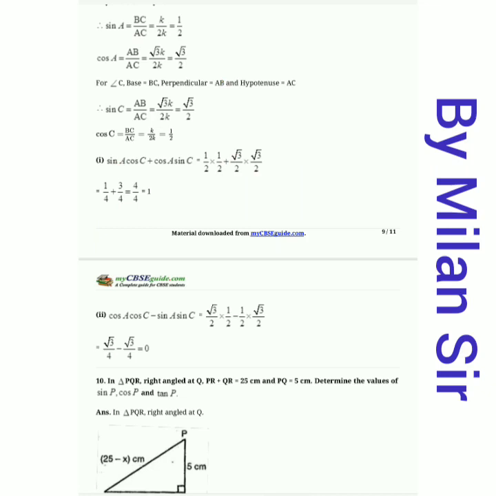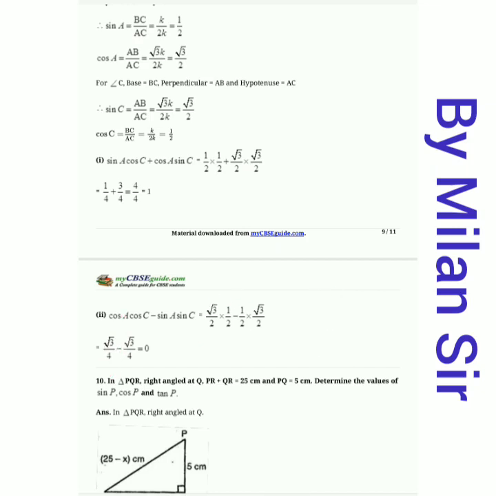Second question, cos A cos C minus sin A sin C. Put the value of cos A and cos C as root 3 by 2 and 1 by 2, and put the value of sin A and sin C as 1 by 2 and root 3 by 2. First of all, do the multiplication. Root 3 into 1 is root 3, and denominator 2 times 2 is 4. So root 3 by 4.